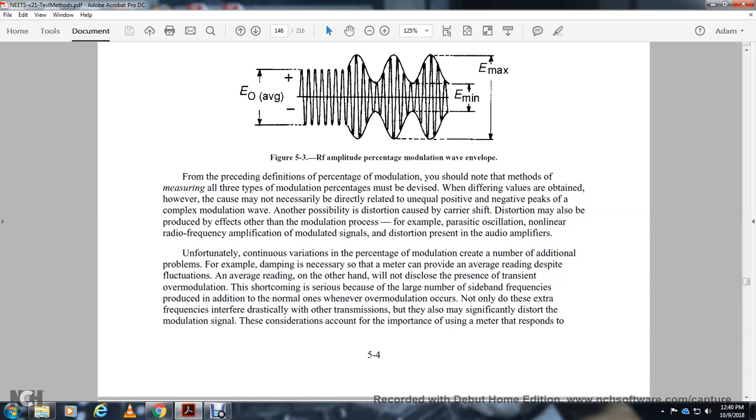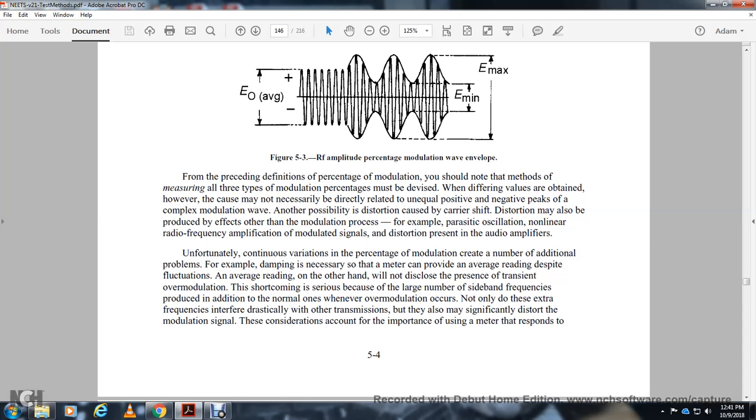Unfortunately, continuously varying percent of modulation creates a number of additional problems. For example, the damping of the meter can provide an average reading despite the fluctuation. An average reading, on the other hand, does not show the presence of transient over modulation. The shortcoming is that a large number of sideband frequencies are produced in addition, wherever there is over modulation. Not only do their extreme frequencies interfere drastically with other transmissions, but they may also significantly destroy the modulation.